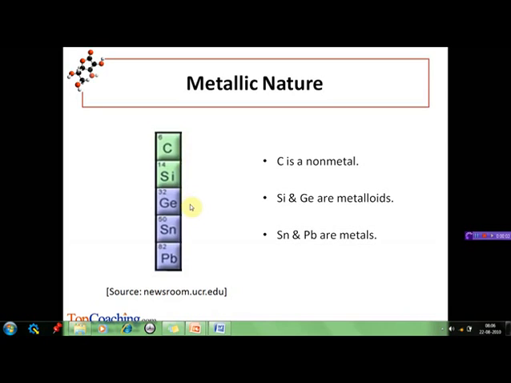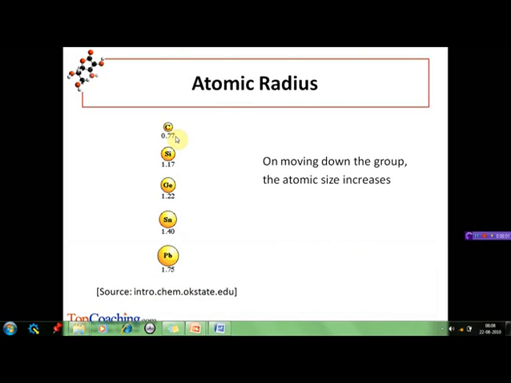As we move down the group, the metallic nature of the elements increases. The first member, that is carbon, is a non-metal. Silicon and germanium are metalloids, whereas tin and lead are metals. These numbers shown below each element show the atomic radius of that element in terms of angstrom. So as we can see, on moving down the group, the atomic radius increases because at every period a new electron shell is added.